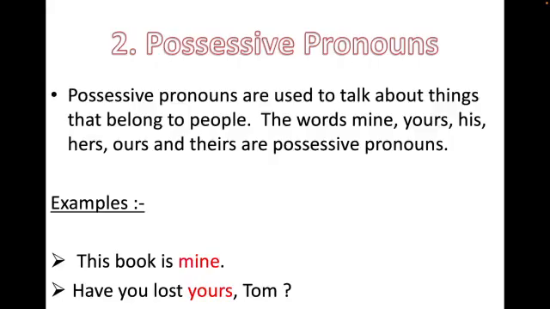Our second type of pronouns are the possessive pronouns. Now, possessive pronouns are used to talk about things that belong to people. The words mine, yours, his, hers, ours, and theirs are possessive pronouns. For example, you might say this book is mine, or have you lost yours, Tom? Again, there's a sense of possession. Whose book is it? My book. Have you lost your book, Tom?